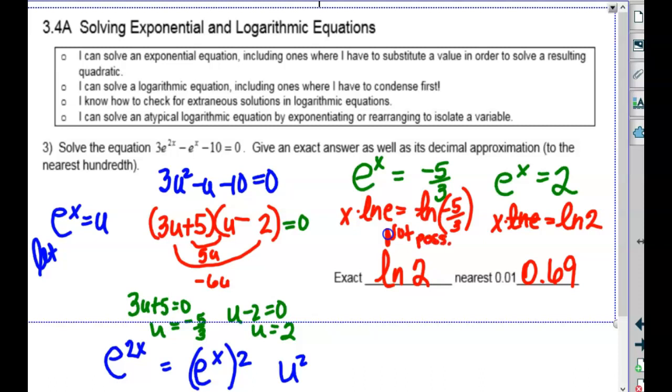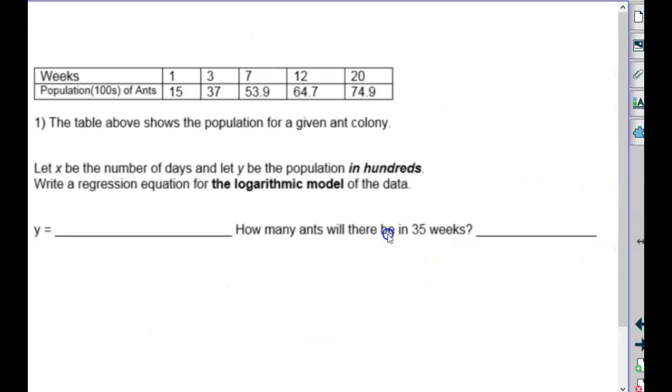Okay, you want me to go back and do number 1? The table above shows the population for a given ant colony. Let x be the number of days and y be the population in hundreds of ants. So we need to be careful that we remember that this label here shows up at the end when we do hundreds of ants.